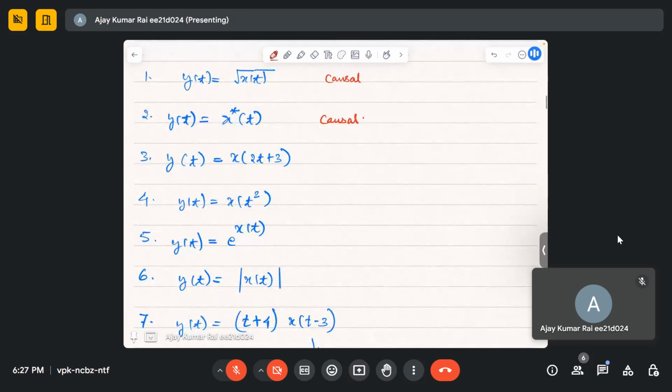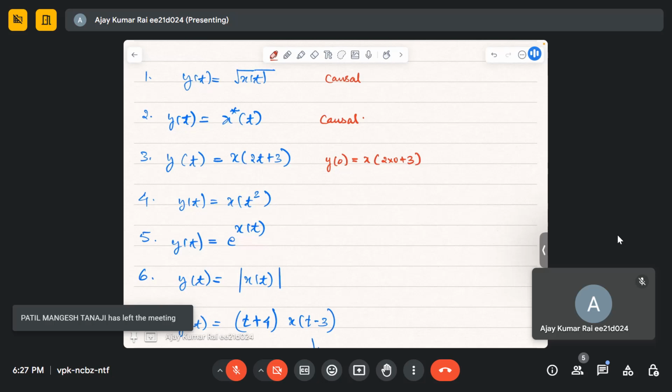Okay. I'm trying to get the output at time t equal to 0. So I put t equal to 0. You see x of 2 into 0 plus 3. Okay. So this will be x of 3.